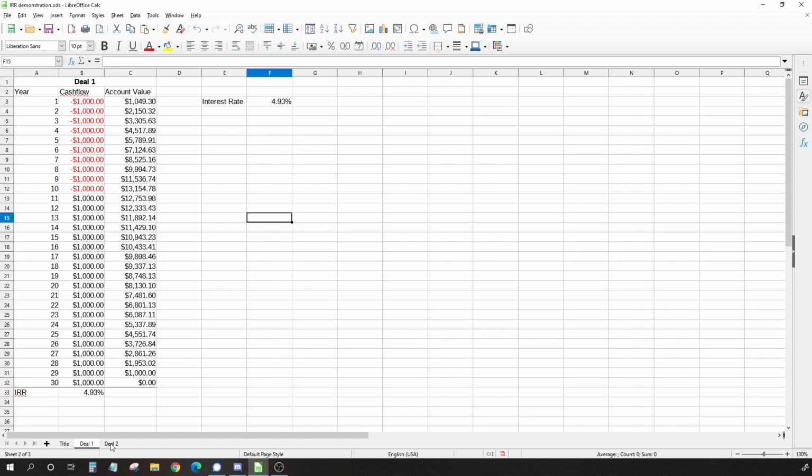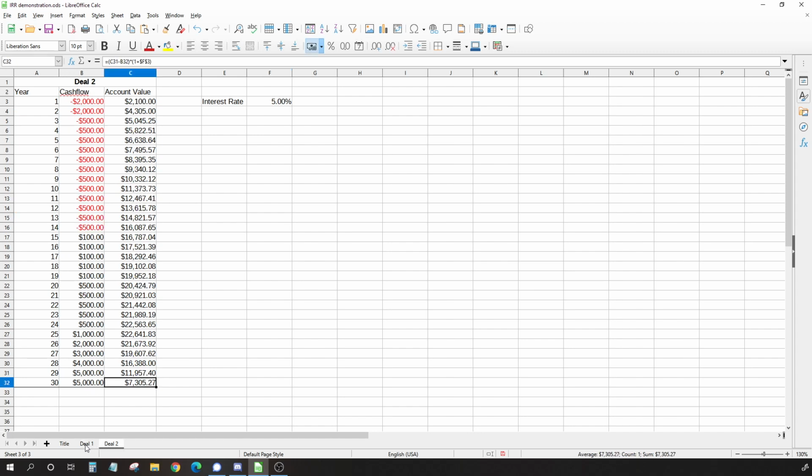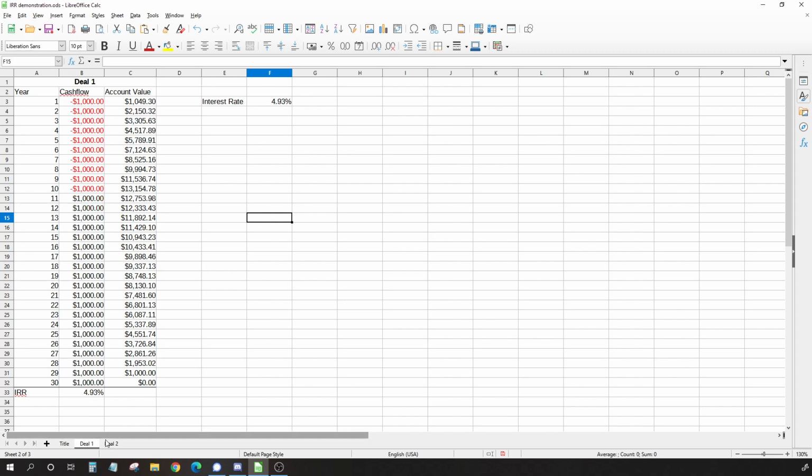Now, if we repeat the same process with deal 2, we would say deal 2 is worse if the IRR is lower. As it turns out, it is significantly lower. Assuming it's correct, so we check it. Yep, that looks right. So despite the fact that deal 2 gives you more than double your money, it has a lower rate of return by more than a whole percentage point.